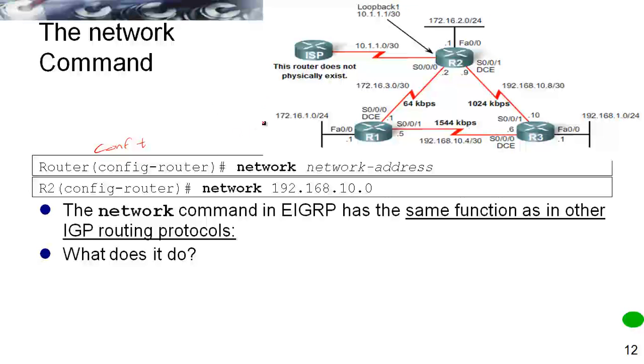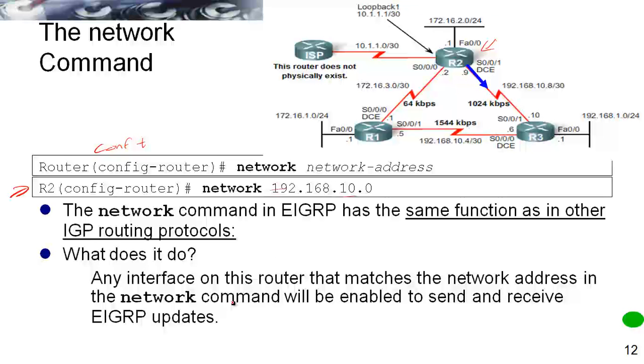Like in our case here of this topology, the network admin on router 2 has typed the network command. What the network command does is that any interface on this router that matches the network address in the network command will be enabled to send and receive updates. In this case you can see that 192.168.10.0 is this network here, because this interface matches the network command. There is no other interface that matches it, because you can see this doesn't match, this doesn't match, and this doesn't match, as we are looking from the perspective of router 2.